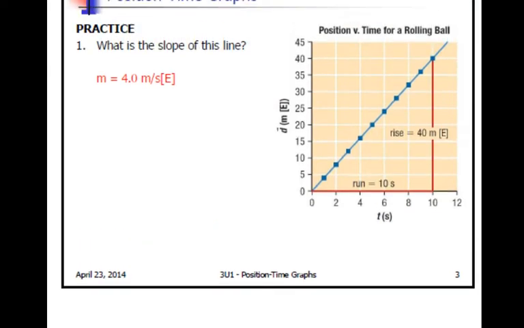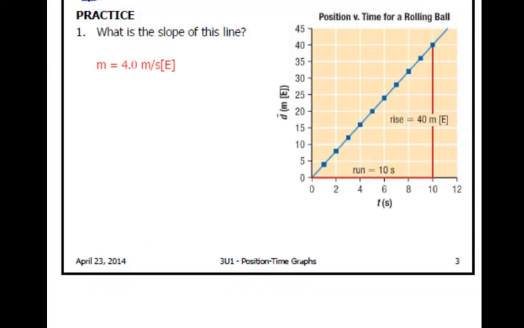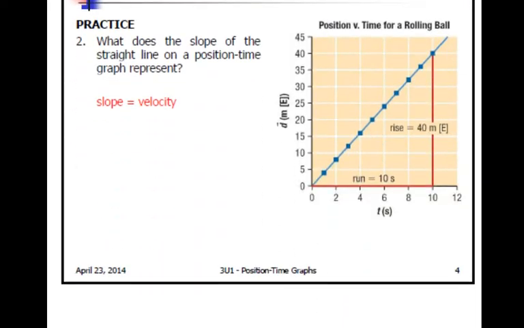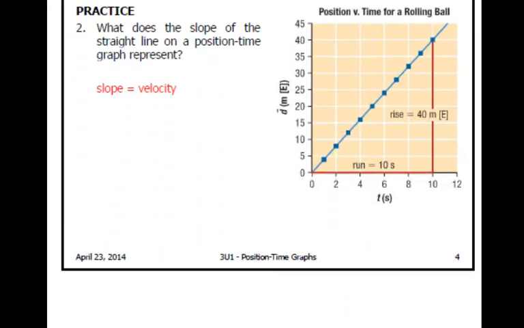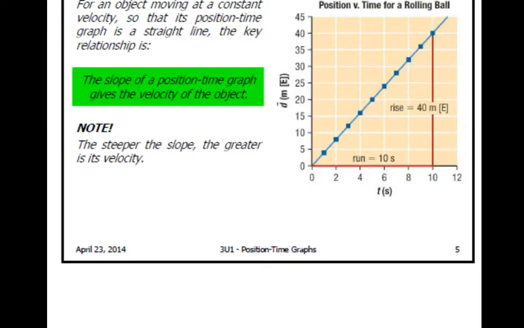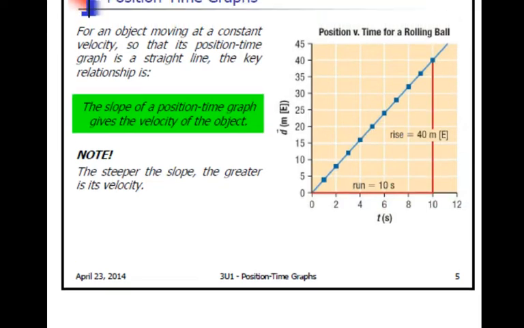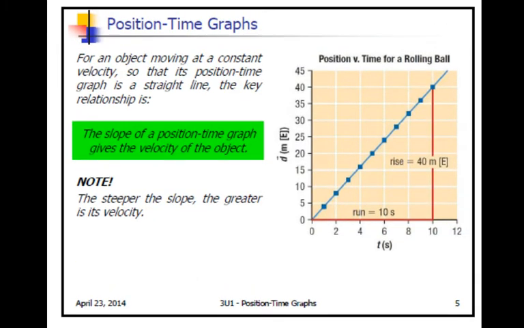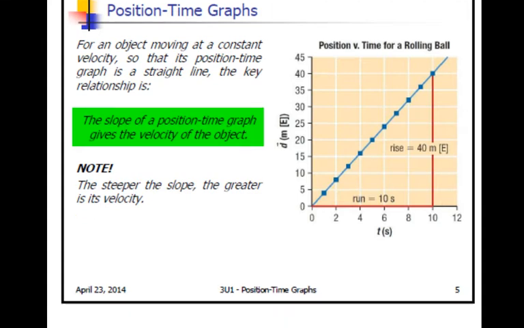So here, what's the slope of the line? It's 4 meters per second east. It's 40 divided by 10, and that represents the velocity. So in green, this is also another way to represent important ideas. Whenever you see something in green, it might be worth writing that down. The slope of a position time graph gives the velocity of an object. The steeper the slope, the greater the object's velocity.